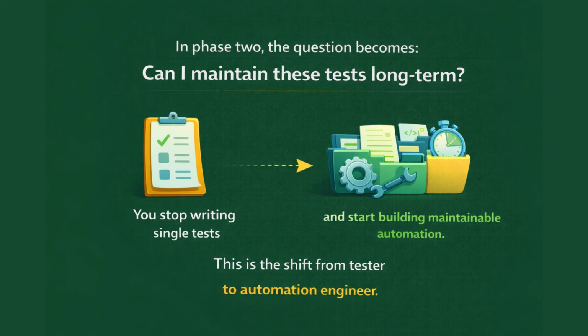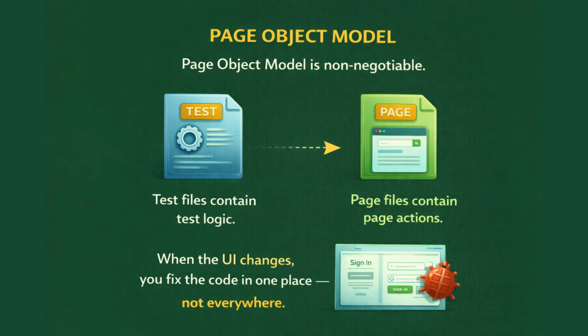There are some core concepts you must learn. Page Object Model, POM. Page Object Model is non-negotiable. It means test files contain test logic. Page files contain page actions. When the UI changes, you fix the code in one place, not everywhere.